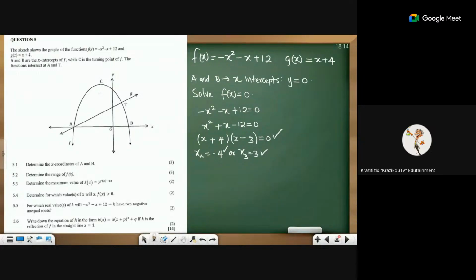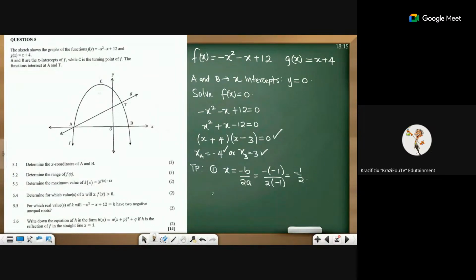Turning point. I am going to do it in 4 ways. Someone said, turning point of a parabola in 4 ways. Yes. Number 1, x equals to minus b over 2a. Out of these 4, you must be able to do at least 1. What is my b? Negative 1 over 2 multiplied by negative 1. That will give me what? Negative half, x of the turning point.